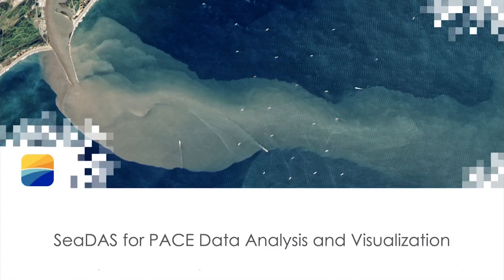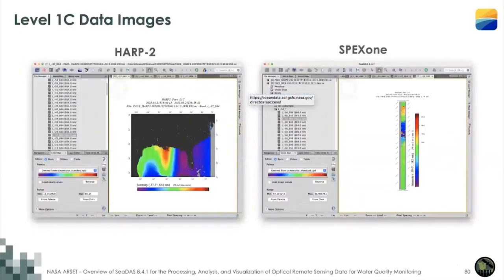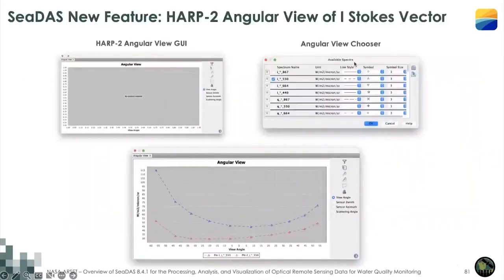So 9 will come out soon, and it will support PACE, and PACE data access is available here. We have the simulated data right now. Onboard PACE is not only the OCI instrument, which is the ocean color instrument, but you have some polarimeters. So this shows within SeaDAS 2 of the polarimeters imagery loaded in, a HARP 2 and a SPEX 1. There's an angular view for polarimeters.